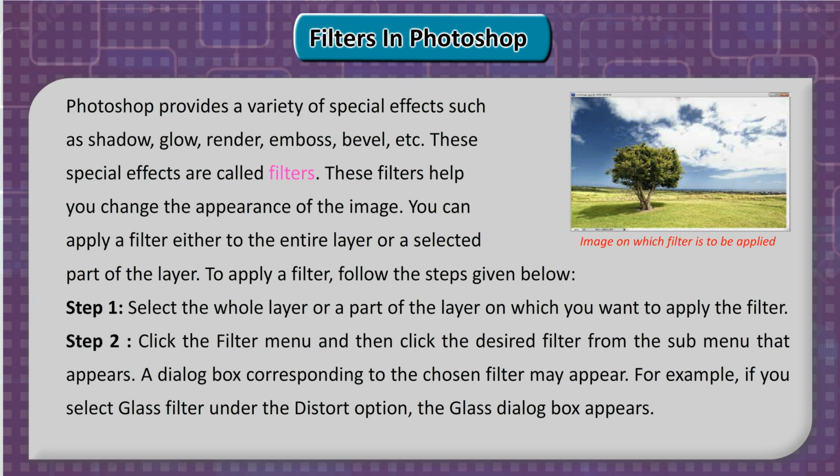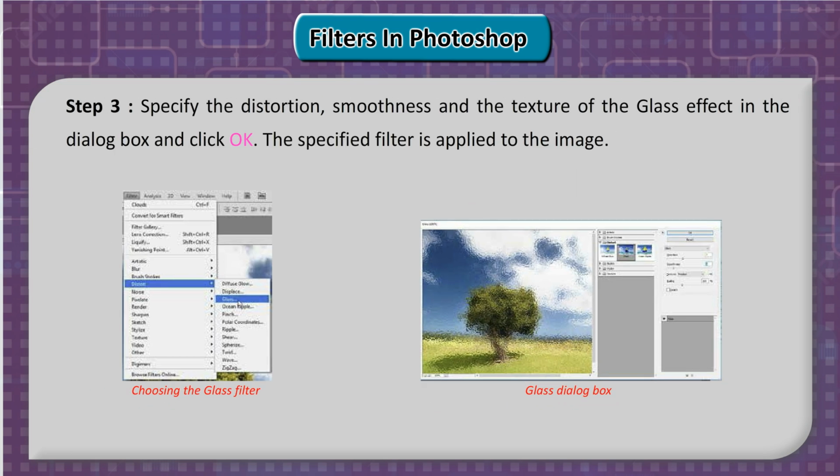Step 1. Select the whole layer or a part of the layer on which you want to apply the filter. Step 2. Click the Filter menu and then click the desired filter from the submenu that appears. A dialog box corresponding to the chosen filter may appear. For example, if you select Glass filter under the Distort option, the Glass dialog box appears. Step 3. Specify the distortion, smoothness and the texture of the glass effect in the dialog box and click OK. The specified filter is applied to the image.